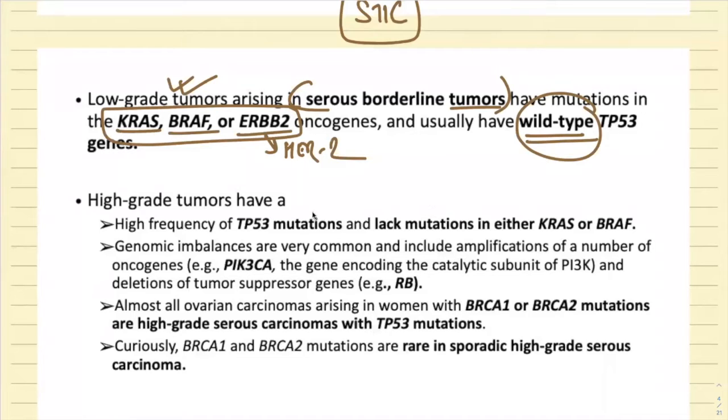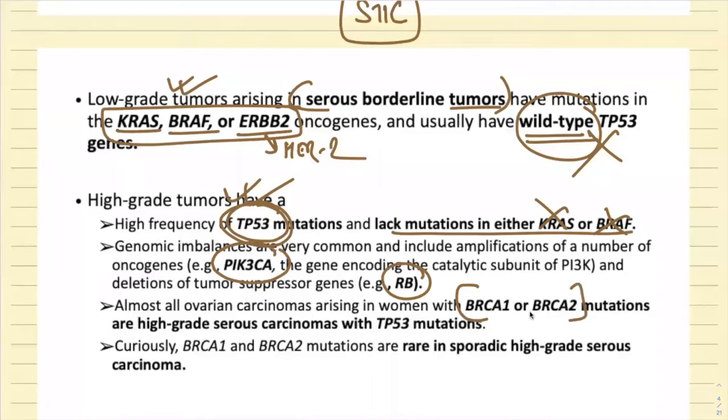In high grade tumors, remember, there is a very high frequency of TP53 mutation. Wild type means your normal sporadic TP53. Over here, very high TP53 mutations are present, and these lack mutations in KRAS and BRAF, which are present in low grade tumors. A number of other genes like RB or PIK3CA might also be involved. Also, tumors arising in the setting of BRCA1 and 2 mutations are high grade tumors with TP53 mutation. And remember, BRCA1-2 mutations are very rare in sporadic high grade serous carcinoma. They only arise in the setting of familial tumors.